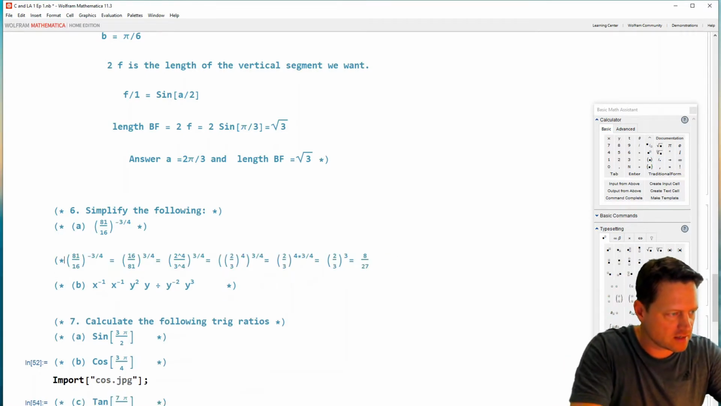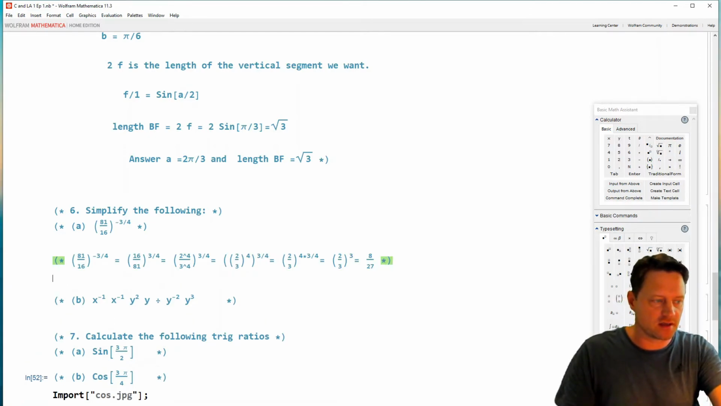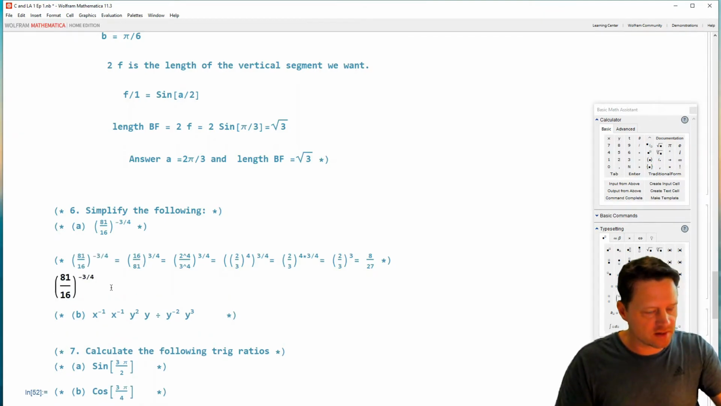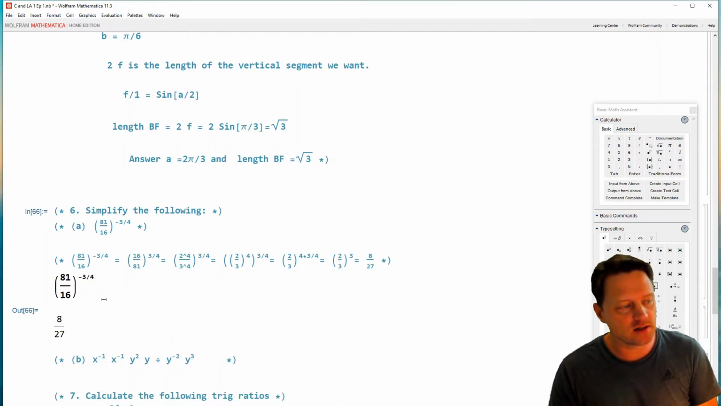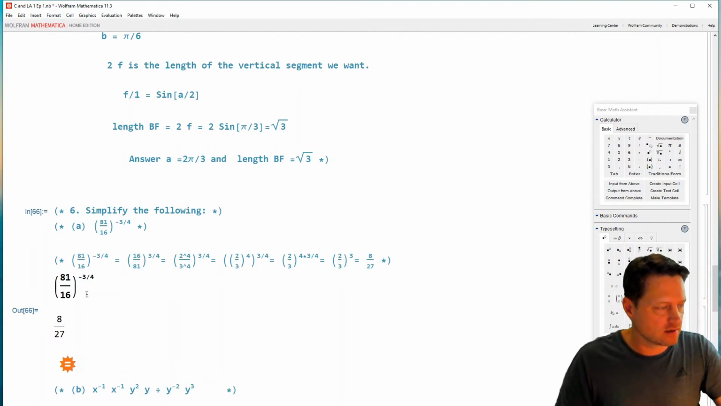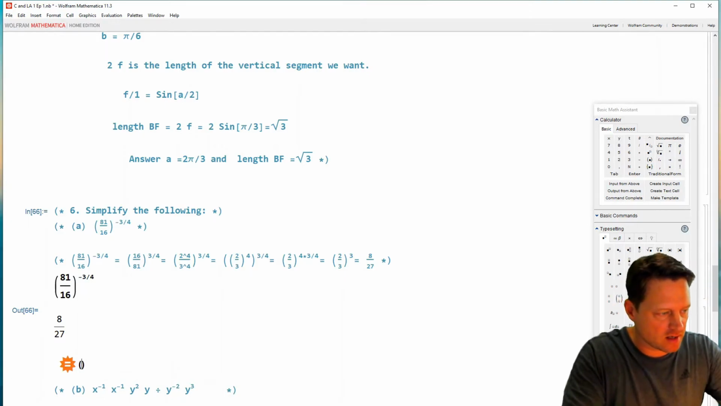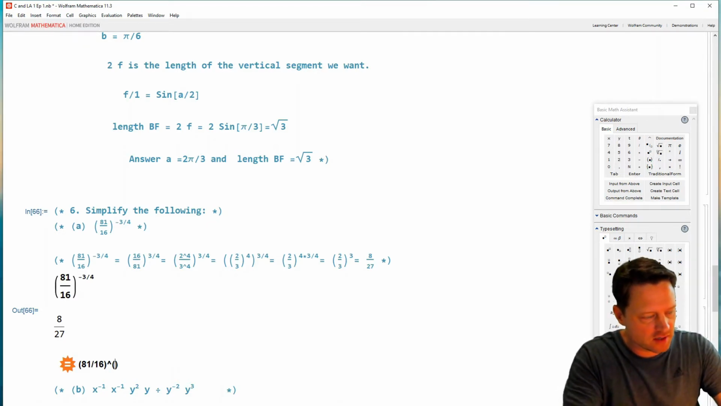This is a comment, and now I can get Mathematica or Wolfram Alpha to do the same thing. Okay, so probably I can just put it there and press Shift and Enter, and I get 8 over 27. But if you opened up Wolfram Alpha, so let's do this, and type that in the way you might do that, 81 over 16 to the power of, now I need a bracket, minus 3/4.